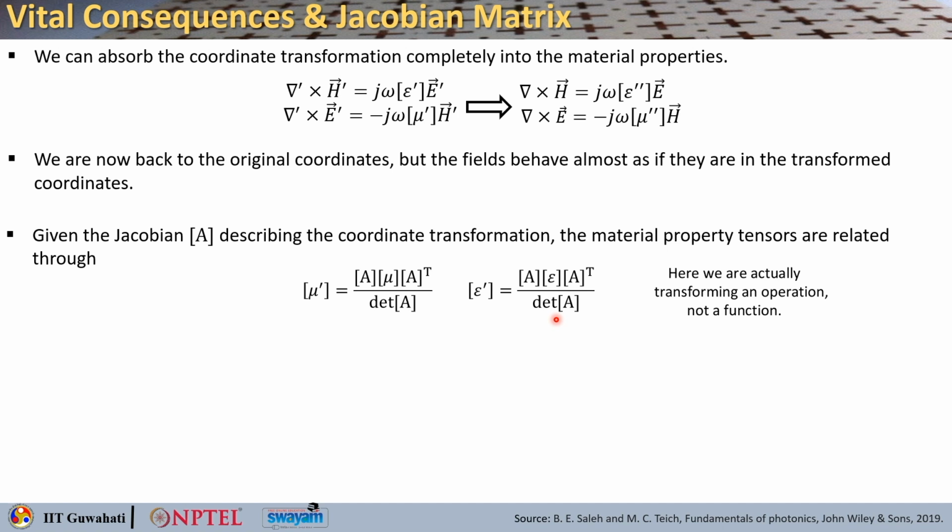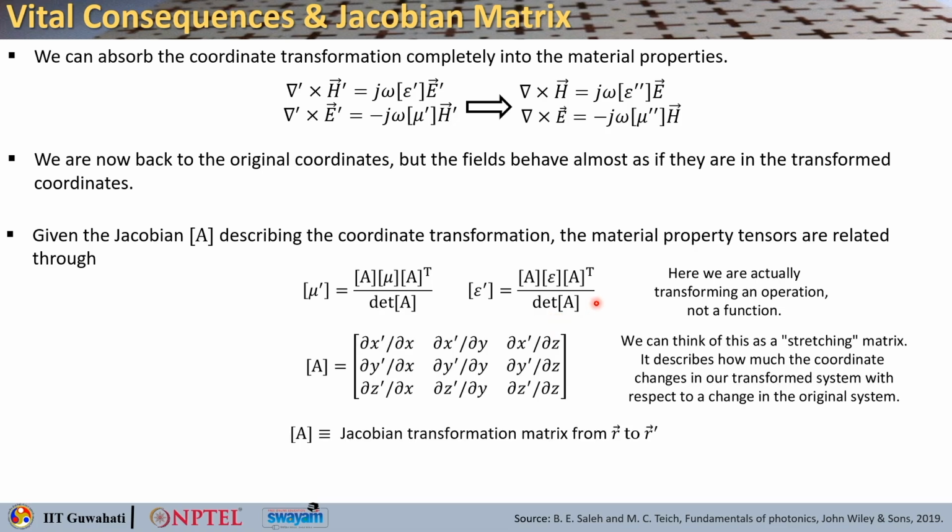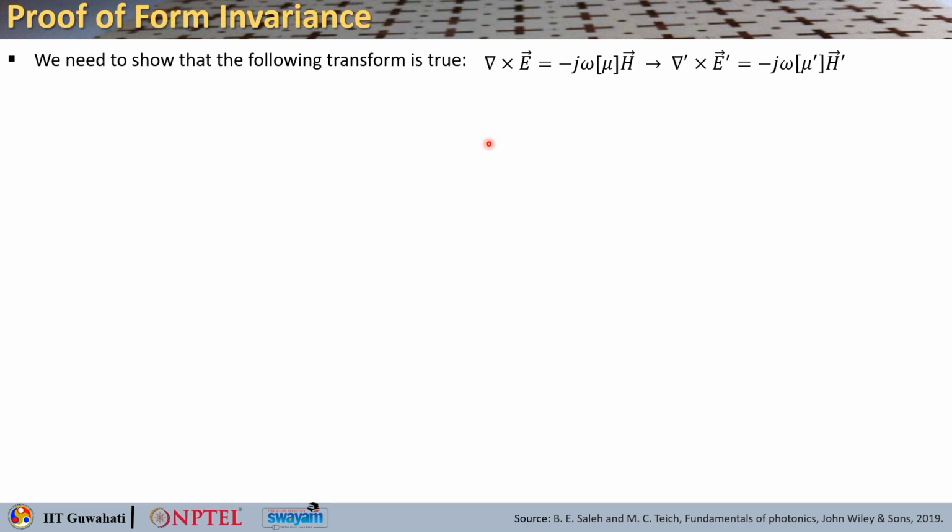So we are basically now transforming an operation here, not a function. So what is A? You always know from which coordinate system you are going to the new one. So you know what is your x prime, y prime and z prime, and you know your old one x, y and z. From that you calculate the Jacobian transformation matrix, that is basically telling you that you are moving from a vector space, or you can say a dimension space, of R to R prime.